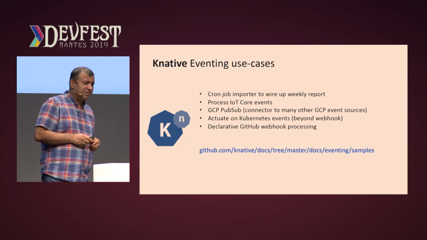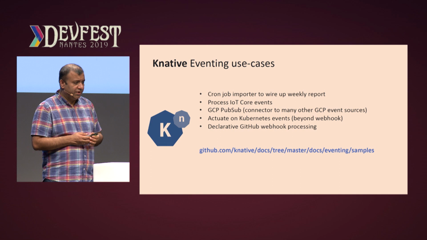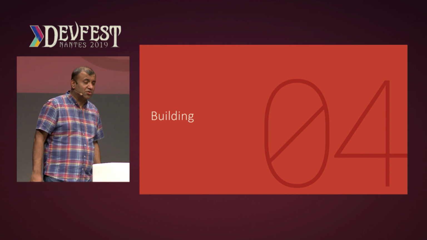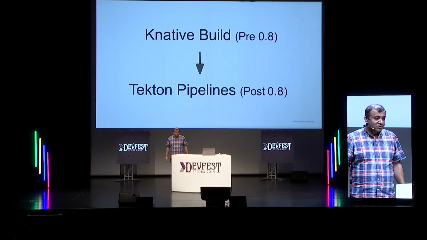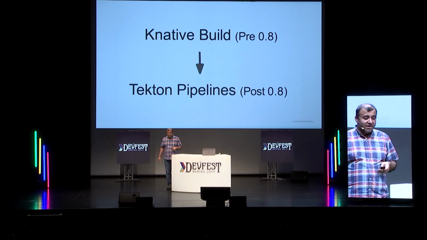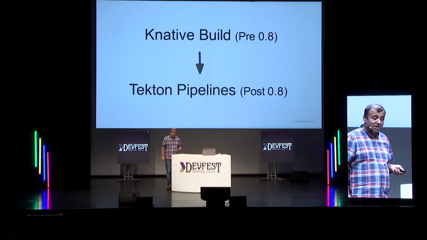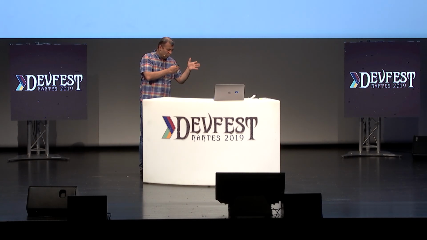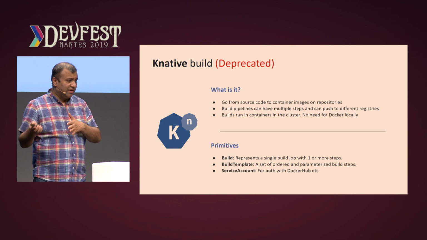And there are a lot of samples. If you go to this website, GitHub, I'll actually walk through the Knative website and Knative GitHub repository. But there are a lot of samples on how you can collect and consume events. So let's talk about building, right? This was the original build, which was before 0.8, and then it got replaced by Tekton pipelines. Post 0.8, again, I'm not going to cover details of either one of them. Tekton, we had a talk in the morning, and build is kind of deprecated, so no point going into details. But for the sake of completion, it's essentially how your source code goes to the container images on a repository.